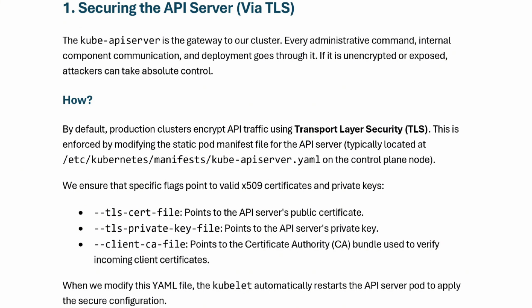So the kube-apiserver is the gateway to the cluster, and every command, whether administrative or internal component communication and deployment, goes through it. So if the kube-apiserver is unencrypted or exposed, attackers can take absolute control. So how can this API server be encrypted or secured with security best practices? By default, production clusters encrypt API traffic using TLS or transport layer security.